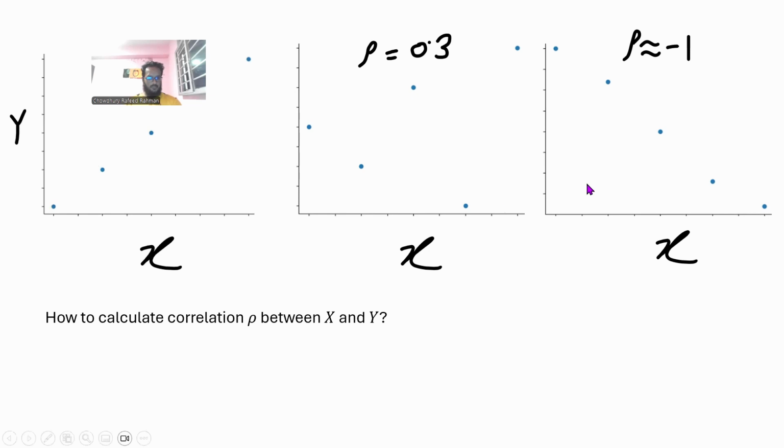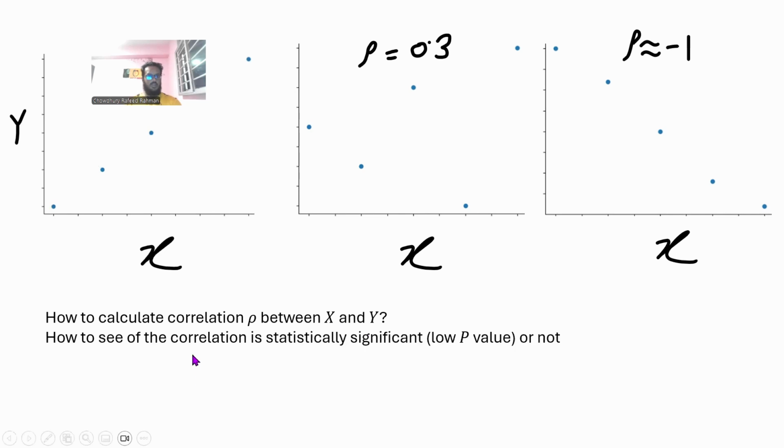Now, the first question we are going to try and answer is how to calculate correlation between x and y using Spearman correlation. And number two is how to see whether the correlation is statistically significant or not. So whether the p-value is low or not. So let's try to answer these questions now.